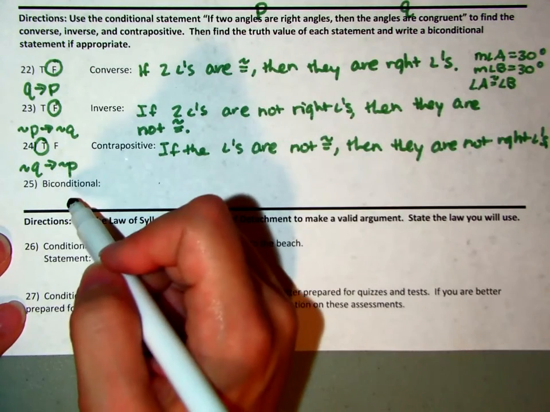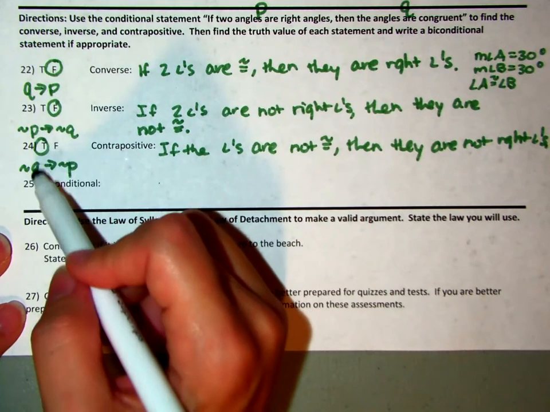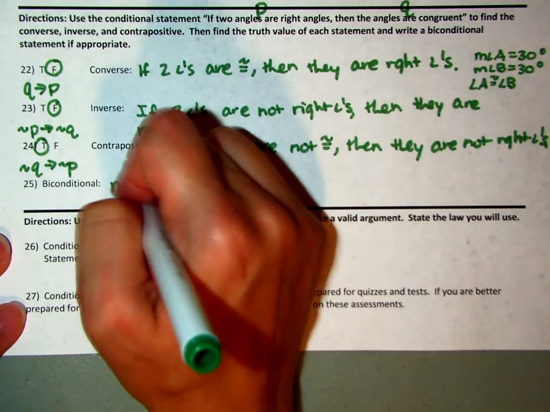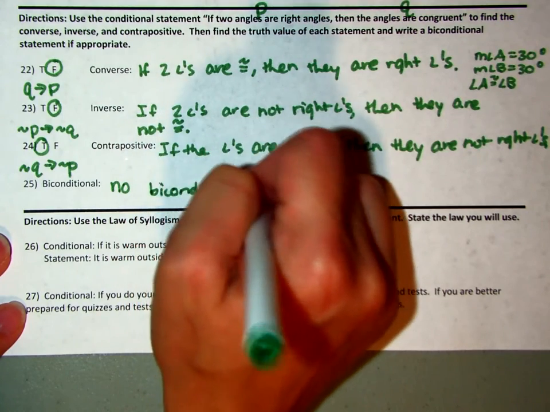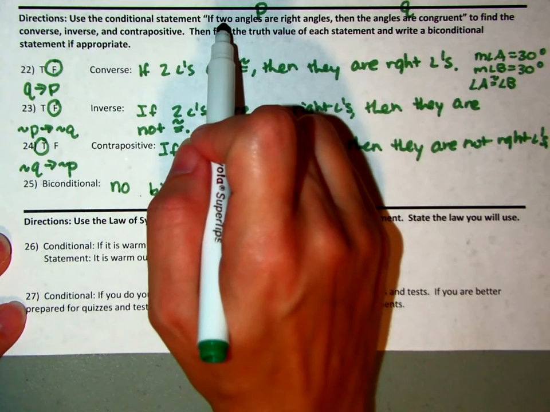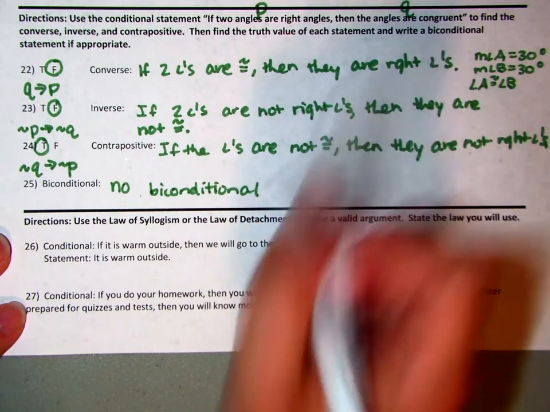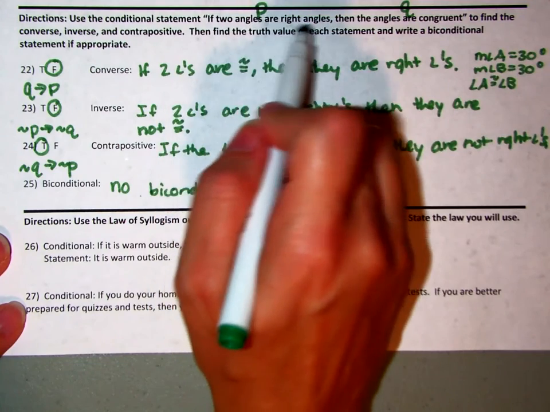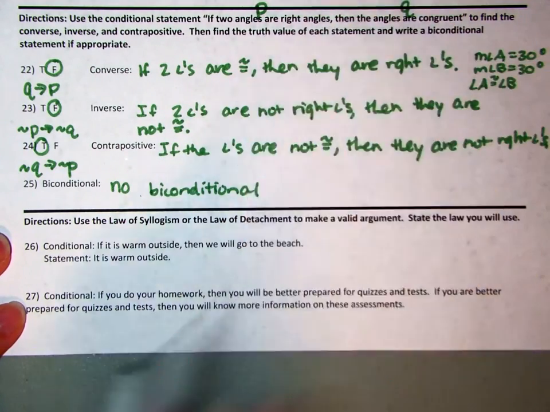Now to write a biconditional, we can only write it if every single one of these truth values is true. Since they are not, we cannot write it. So there is no biconditional. If by some reason that this was all true, then you would write this using the words if and only if, starting right here. Two angles are right angles if and only if the angles are congruent. So if you're writing a biconditional statement, you're basically taking your hypothesis and your conclusion and connecting it with the words if and only if.